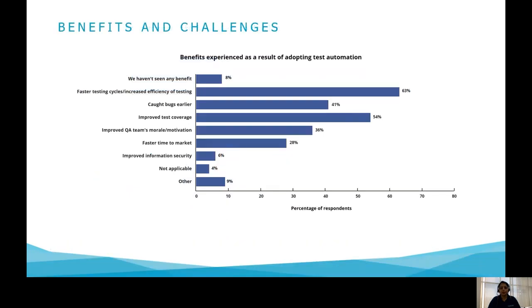Now, let us look at some benefits and challenges. If you notice, faster testing cycles and efficiency scores highest with 63%, and a close second is test coverage at 54%.